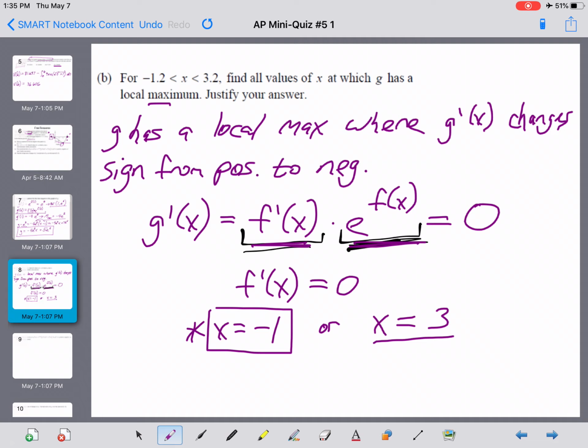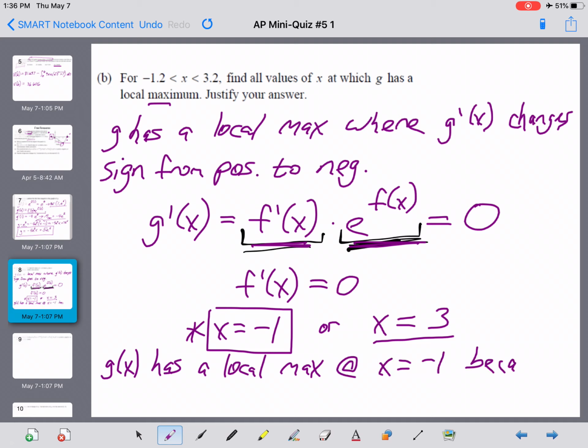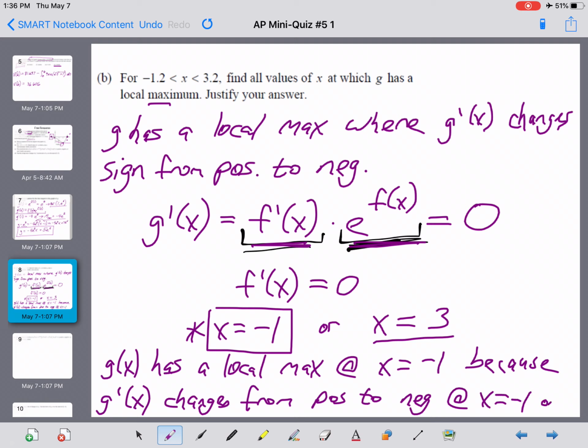So I think we can say right here that g of x has a local max at x equals negative 1 because, sorry guys, cram that in there, because what can we say now? G prime of x changes from positive to negative at this spot only. X equals negative 1 only, and we'll cram that one in there.